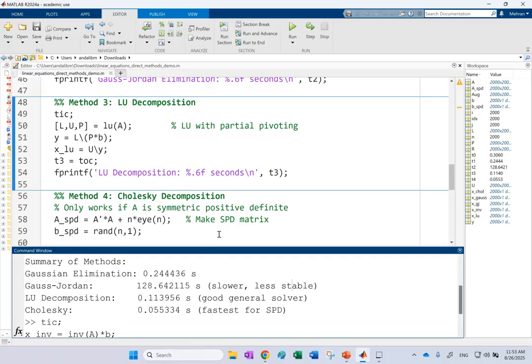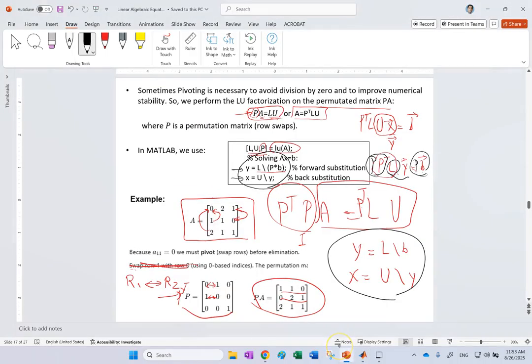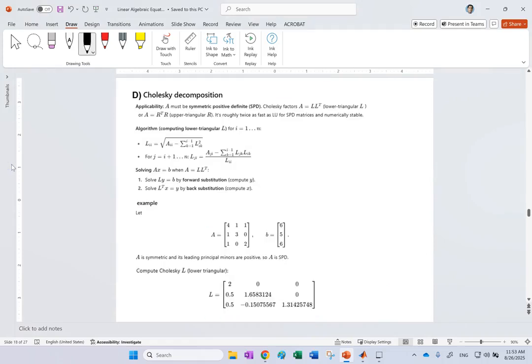And finally, the last thing we want to look at is called the Cholesky decomposition. Okay, and this one is for a specific scenario where your coefficient matrix A is positive semi-definite. So A cannot be any matrix. It should be a special matrix that is positive semi-definite. If it is, then instead of writing A as L times U, A can be written as L times L transpose.